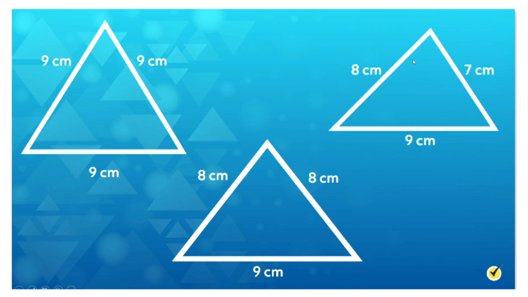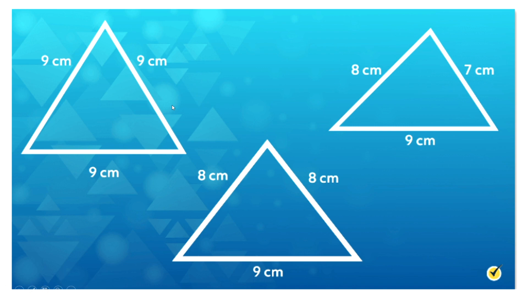Now we are going to the third triangle, which has 1, 2, 3 sides, and the measurements are 8 centimeter, 9 centimeter, 7 centimeter. So you have seen all three measurements of this triangle are different from each other. So its name will be, yes, scalene.